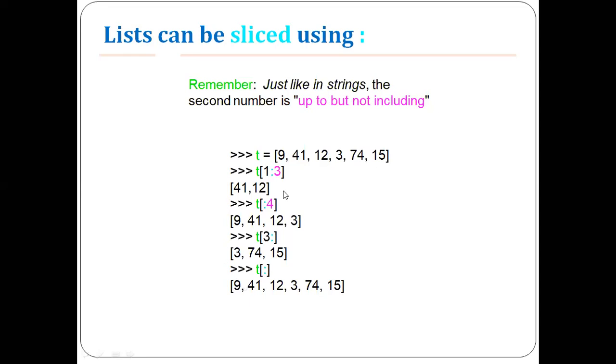So that is from the beginning to the end of the list. With that one, the output appears as 9, 41, 12, 3, 74 and 15, right? It is very much similar to what you have seen for the string, right? So slicing, in the sense that you're just extracting a portion of a string, right?